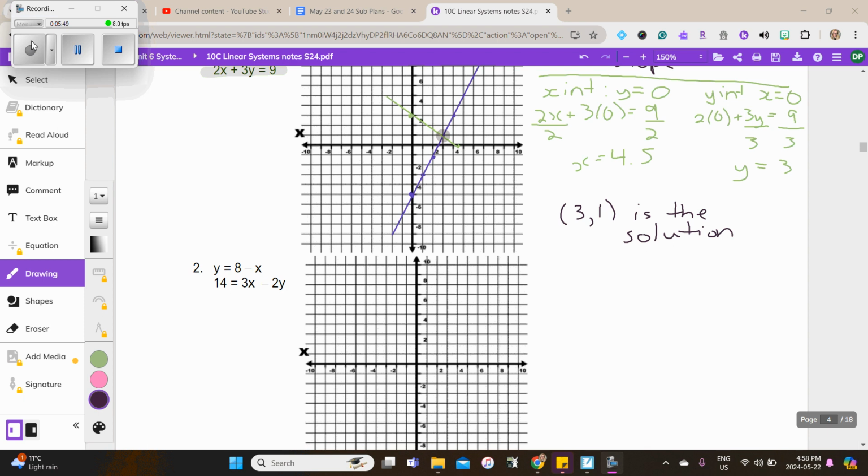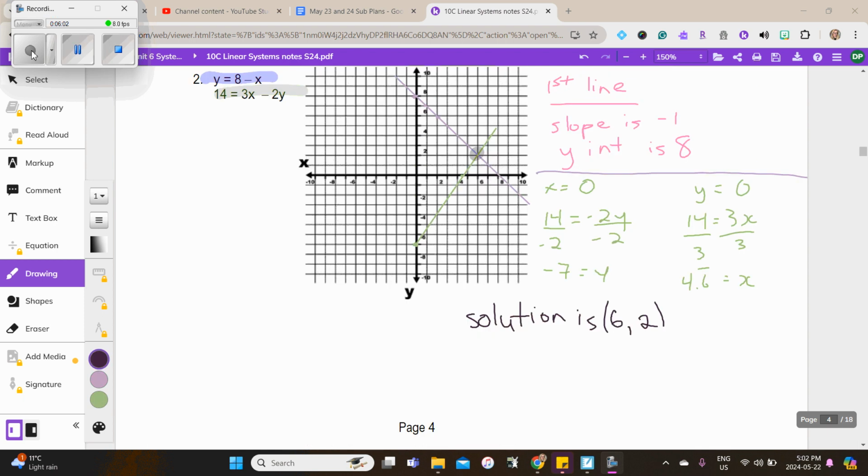Question 2 is very similar to question number 1, so I'd like you to pause the video and give it a try yourself, and then unpause the video and you'll be able to see the answer. Okay, here is the solution to number 2. We get (6, 2) by intersecting the lines. If you need a second to write this down, please pause the video, otherwise we're moving on.